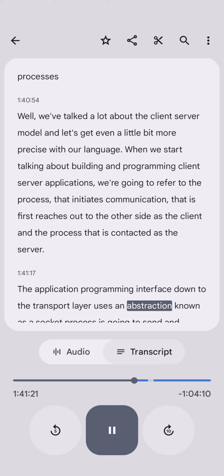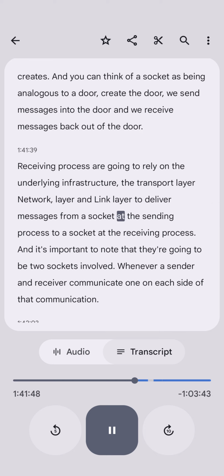The application programming interface bound to the transport layer uses an abstraction known as a socket. The process is going to send and receive messages to and from sockets that it creates. You can think of a socket as being analogous to a door. We create the door, we send messages into the door, and we receive messages back out of the door. The sending and receiving process are going to rely on the underlying infrastructure, the transport layer, network layer, and link layer, to deliver messages from a socket at the sending process to a socket at the receiving process. It's important to note that there are going to be two sockets involved whenever a sender and receiver communicate, one on each side of that communication.